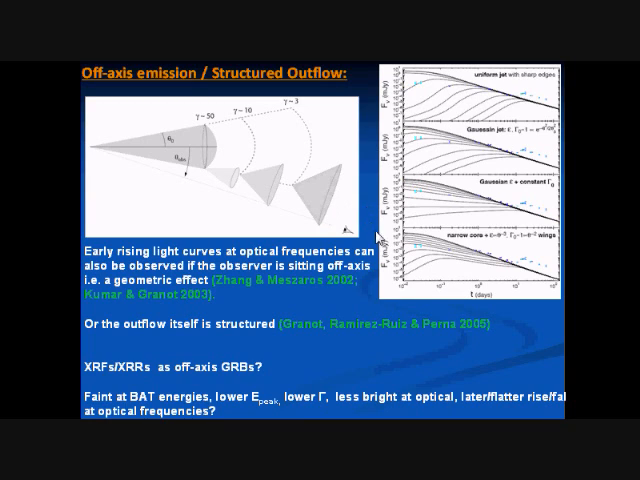That's called off-axis emission. It's also possible that throughout the jet, the energy distribution is not constant, but there is an angular distribution of energy throughout the jet, and that will cause the outflow to be structured, and in that case also the observed effects will be somewhat different. Both scenarios will give rise to a rising afterglow in the light curve, and it also tells a lot of other information about the nature of the emission.